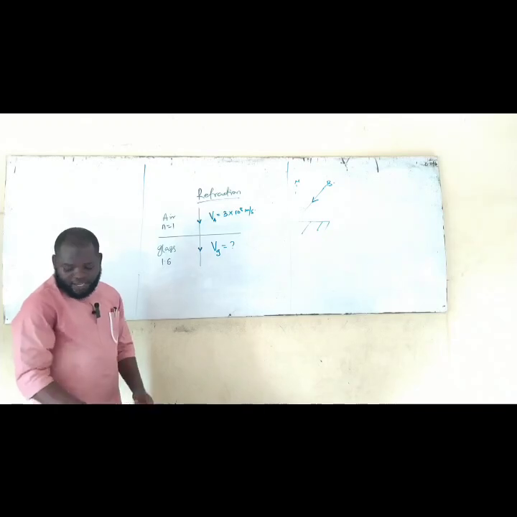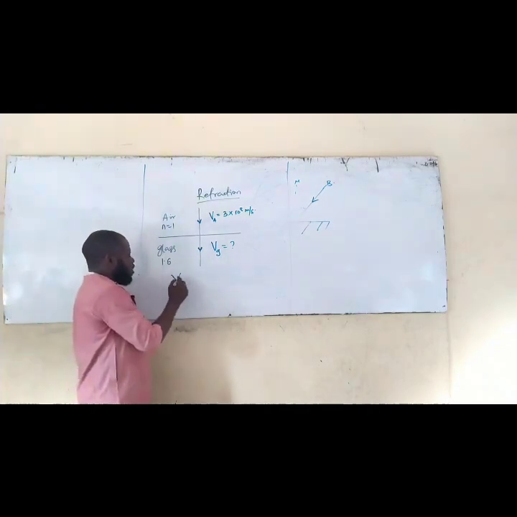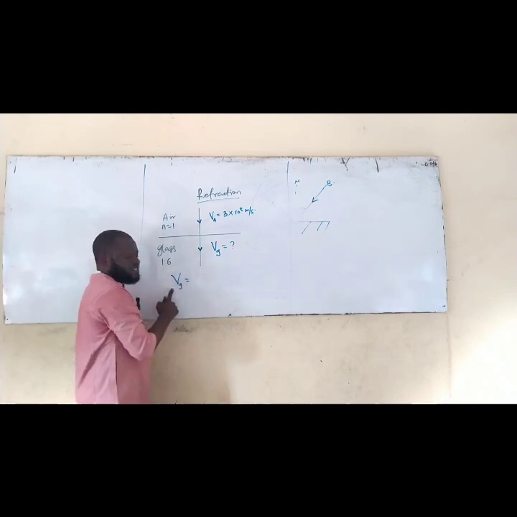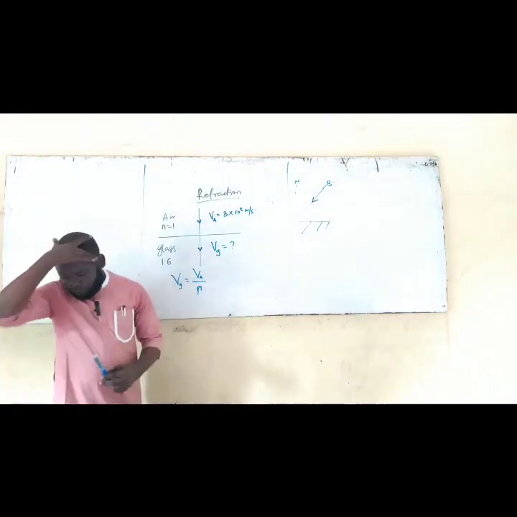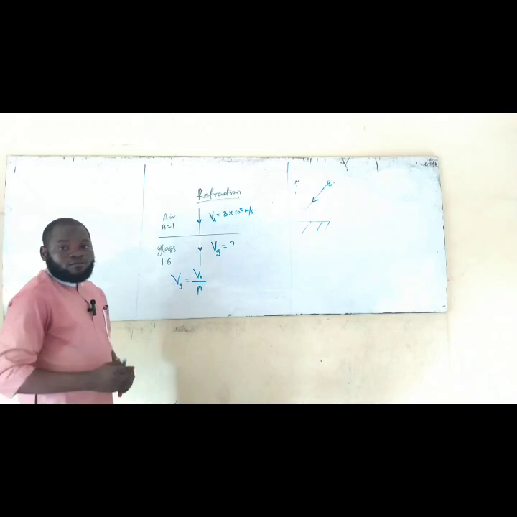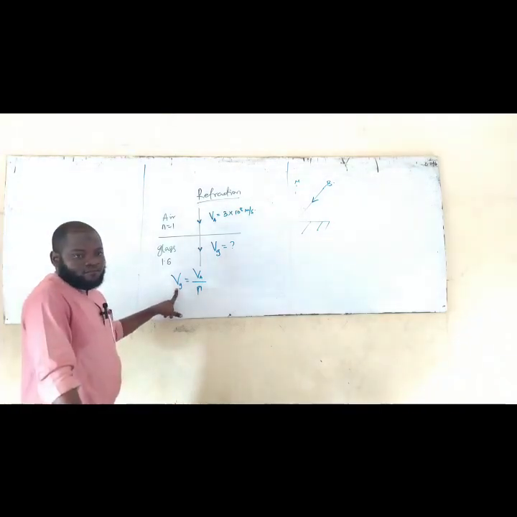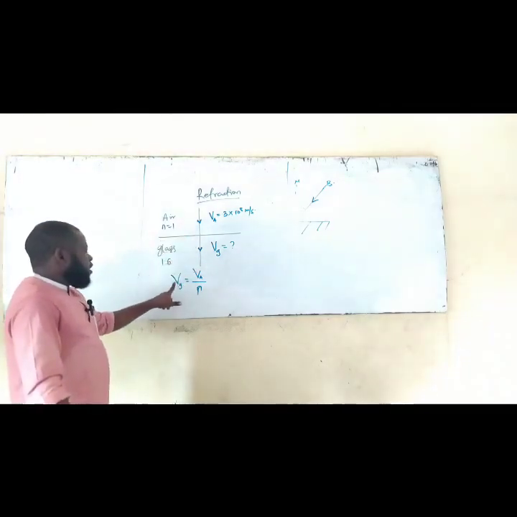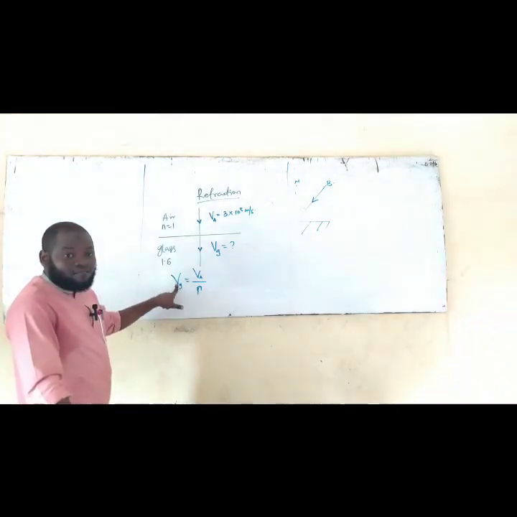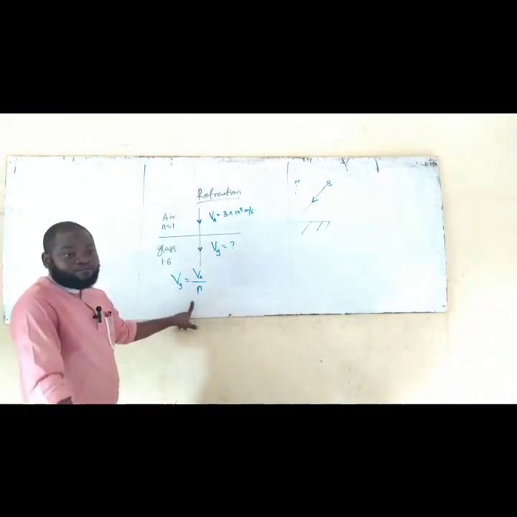So how do we get that? We can say the velocity of light in another medium is equal to the speed of light in air divided by the refractive index. What do I mean? When light travels from air into another medium, the velocity of light in that medium is the speed of light in air divided by the refractive index of that particular medium. Do we get this clear?